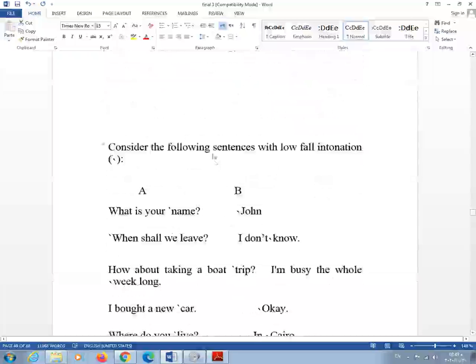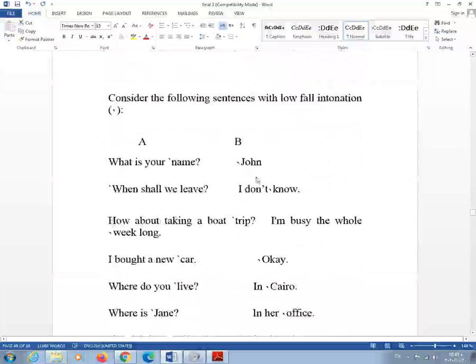Okay, consider the following sentences with low fall intonation. What's your name? Here the speaker is not interested and doesn't want to answer, so I say, John. What's your name? John. When shall we leave? I don't know. How about taking a boat trip? I'm busy the whole week long. I bought a new car.